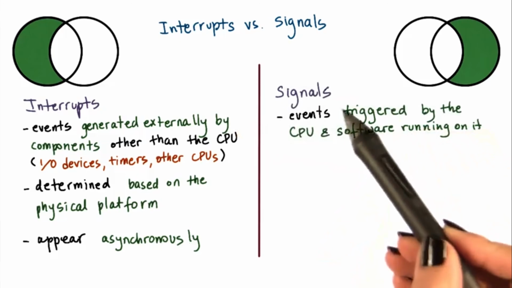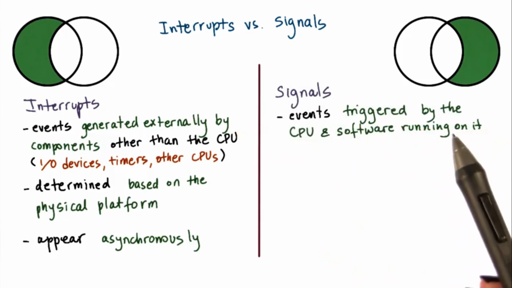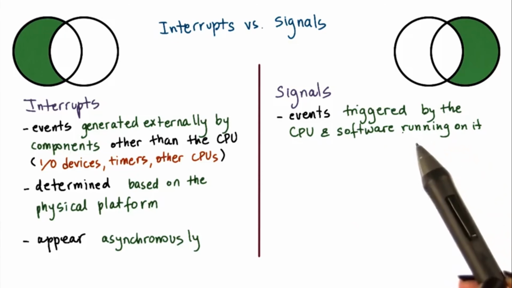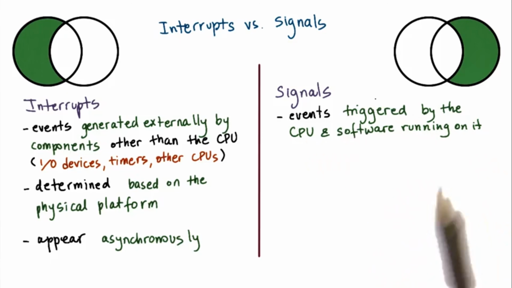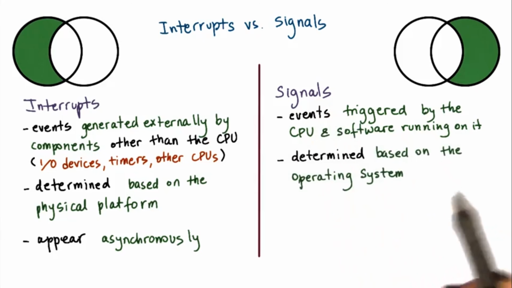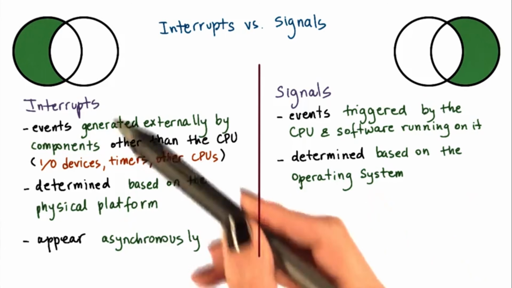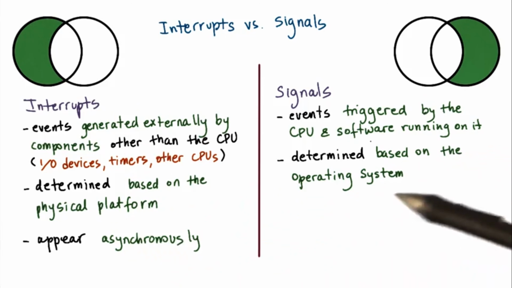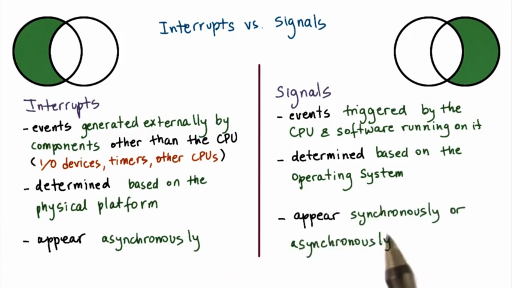Signals, on the other hand, are events that are triggered basically by the software that's running on the CPU. They're either for real generated by software, sort of like software interrupts, or the CPU hardware itself triggers certain events that are basically interpreted as signals. Which signals can occur on a given platform depends very much on the operating system. So two identical platforms will have the same interrupts, but if they're running a different operating system, they will have different signals. Unlike hardware interrupts, signals can appear both synchronously and asynchronously.